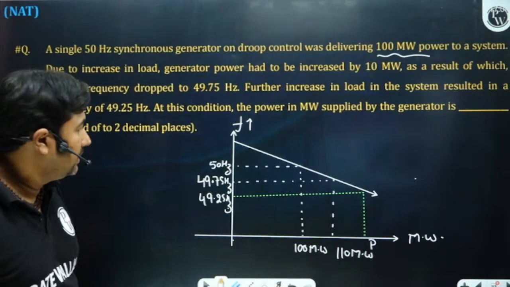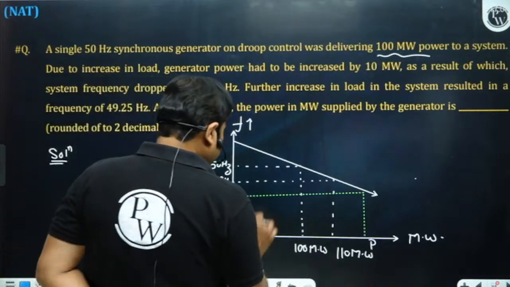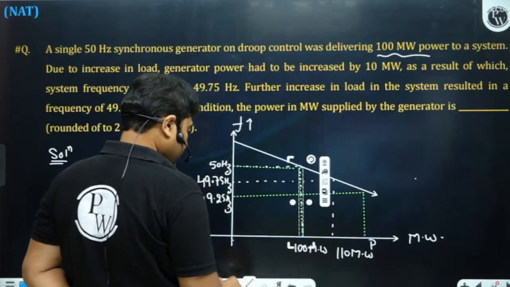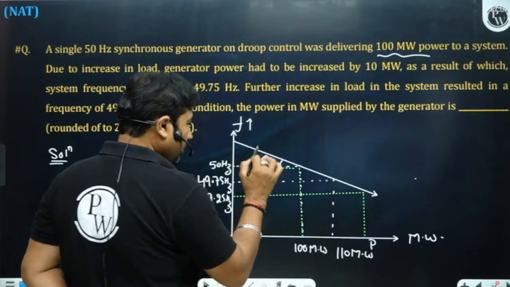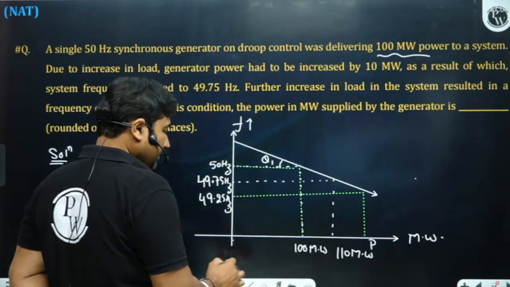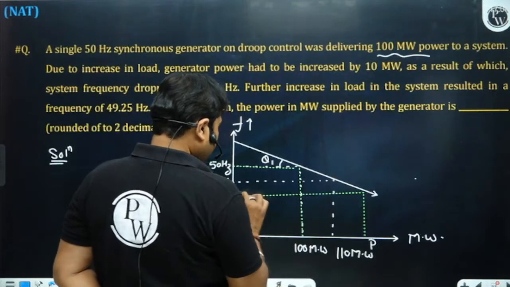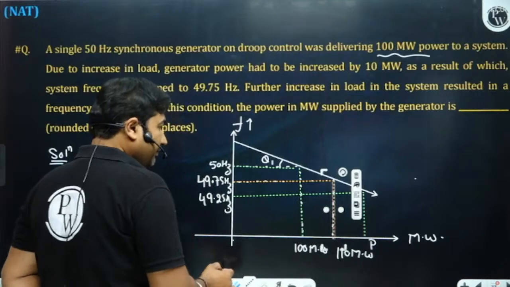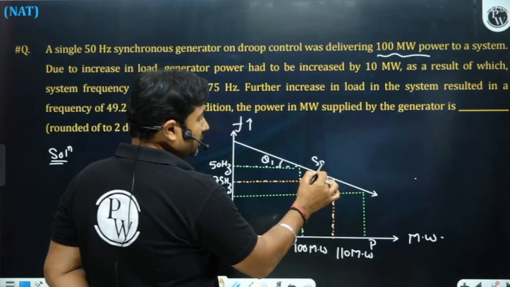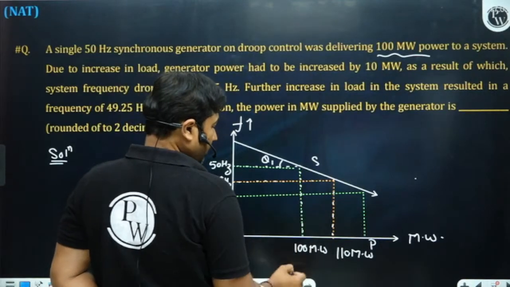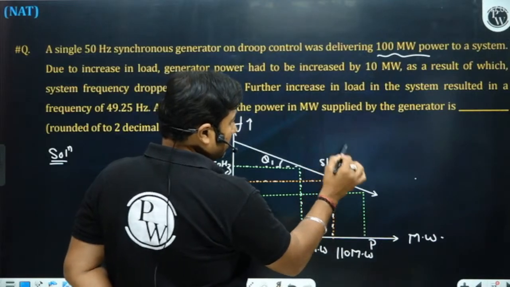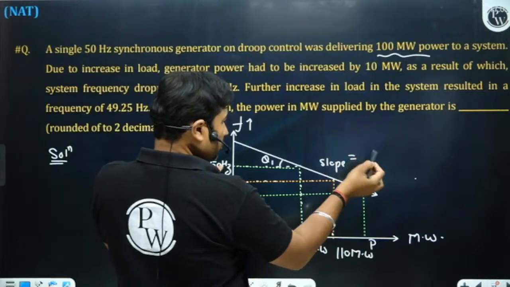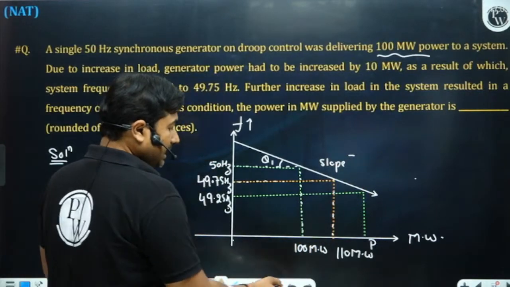Are you able to understand? Yes, sir. Now please observe. While delivering a 100 megawatt load, its frequency is 50 Hz. While delivering a 110 megawatt load, its frequency is 49.75 Hz. Can you find the slope? Yes, sir. Y2 minus Y1 upon X2 minus X1. The slope is negative. I am interested in the magnitude.